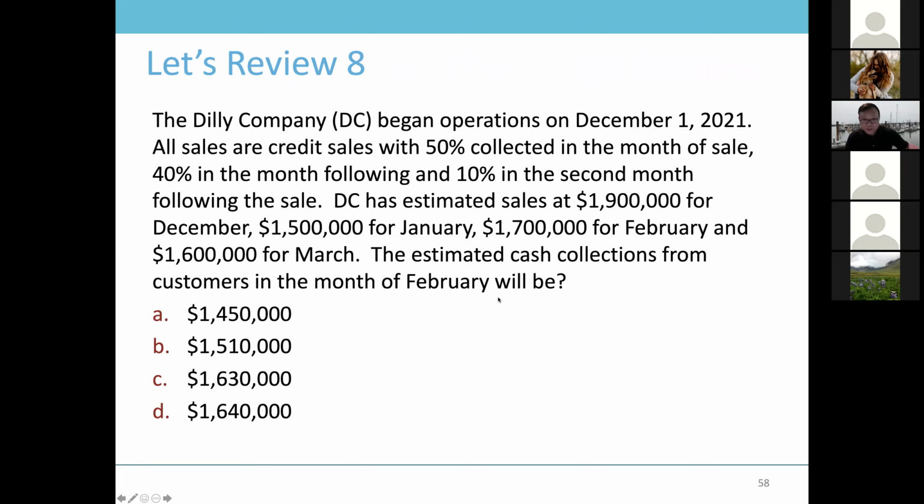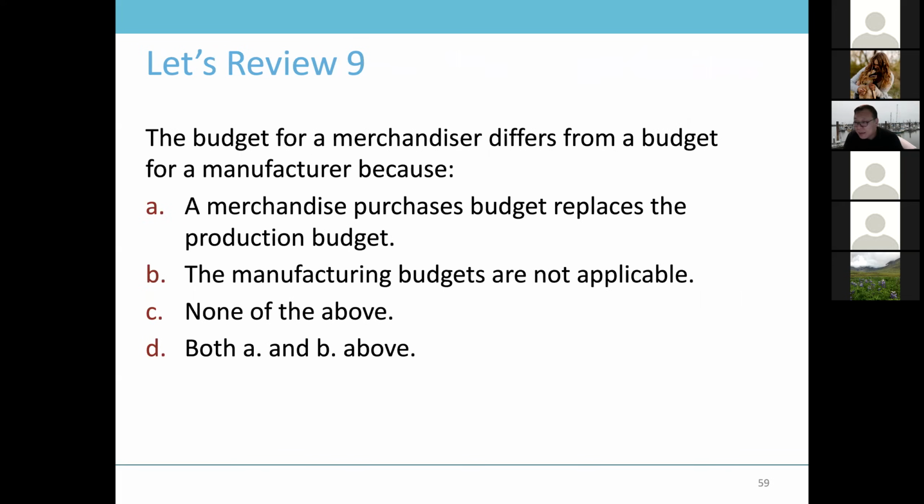And I have 2 questions here, review 8 and review 9. I'm going to leave this, why don't you work on this question? I have 2 minutes. The budget for a merchandiser differs from a budget for a manufacturer because... Ashley, you have answered a lot of questions, so I'm not going to call your name. Anybody else have an answer for this?